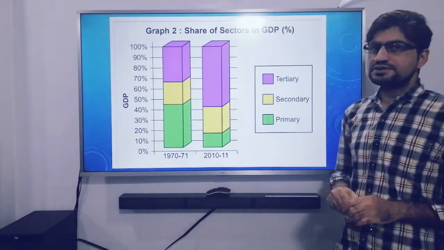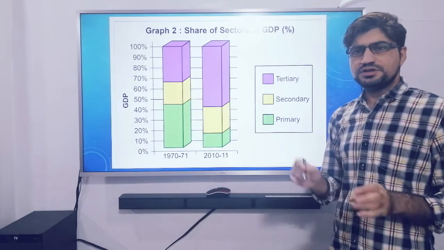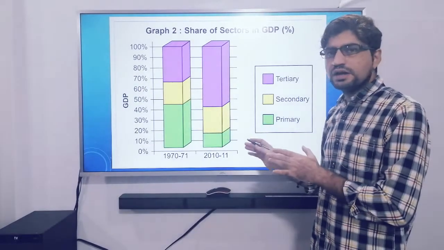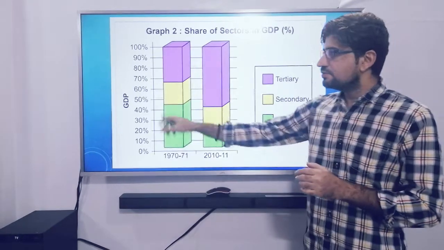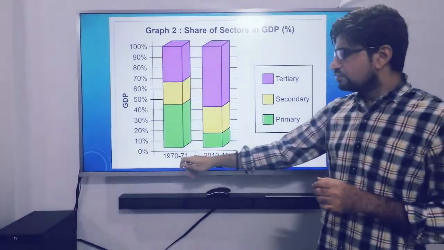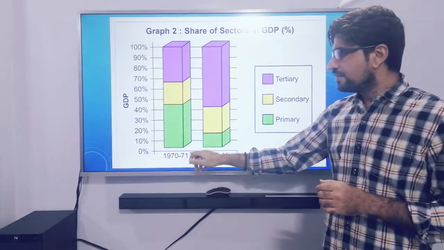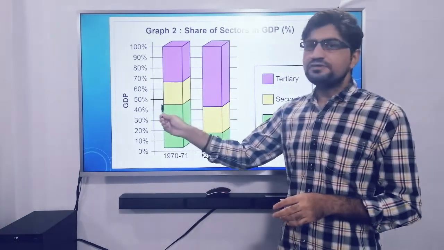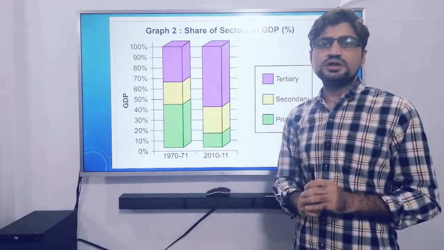Share of sectors in GDP. Previously we saw values in crore rupees. Right now in this graph is the percentage share of each sector. So in 1970-71, the share of the primary sector was 45% of total GDP.